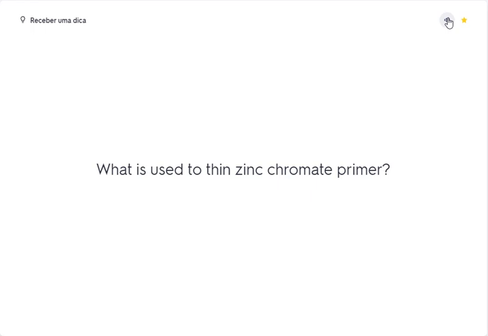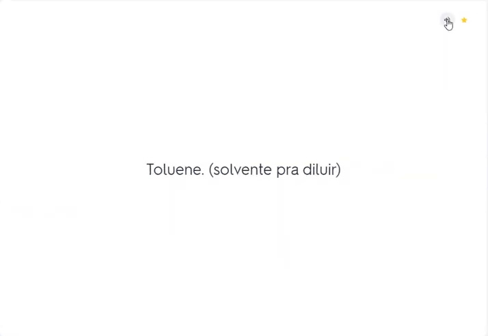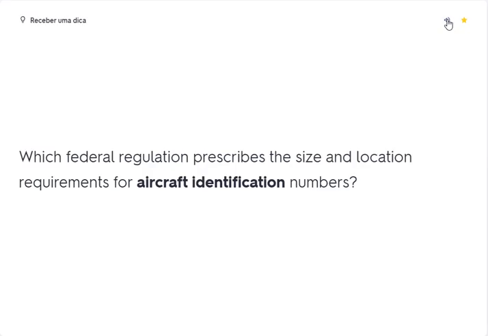What is used to thin zinc chromate primer? Toluene. Which federal regulation prescribes the size and location requirements for aircraft identification numbers? FAR Part 45.29.